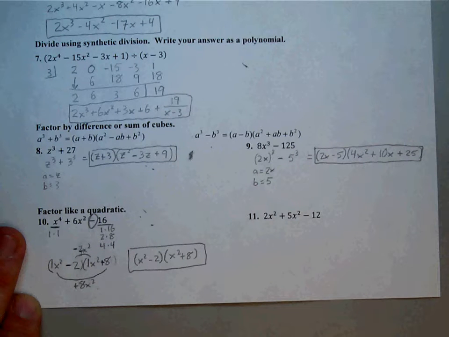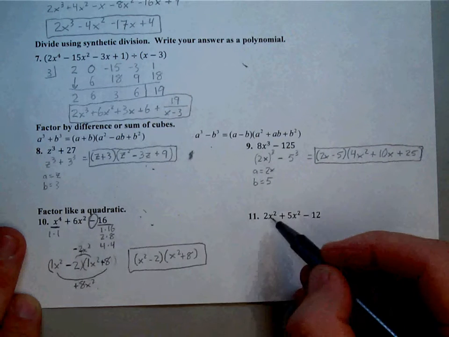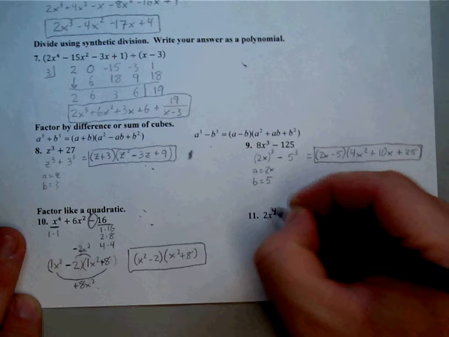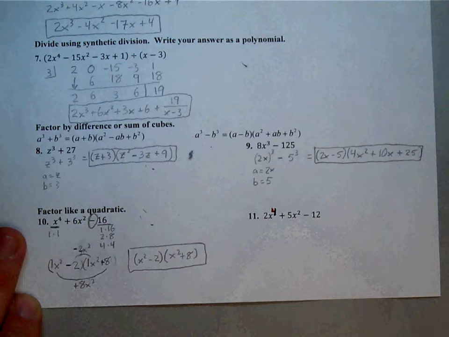Number 11. First of all, I made a mistake. It shouldn't say 2x squared, it should say 2x to the 4th. So you can make that change. Otherwise we couldn't have done the problem. But now we can.